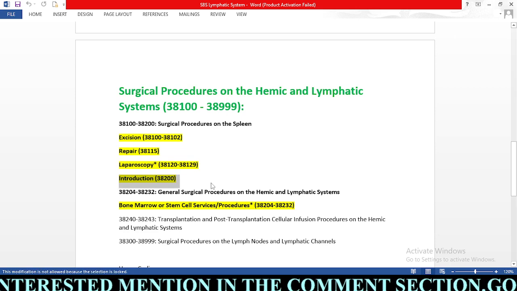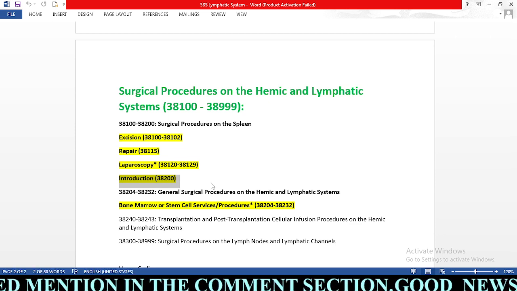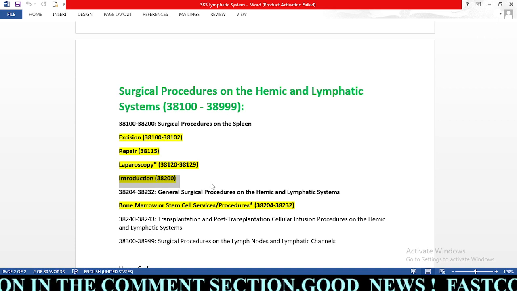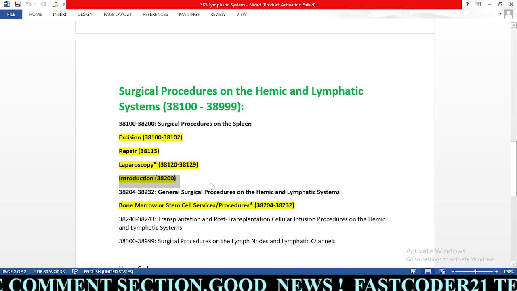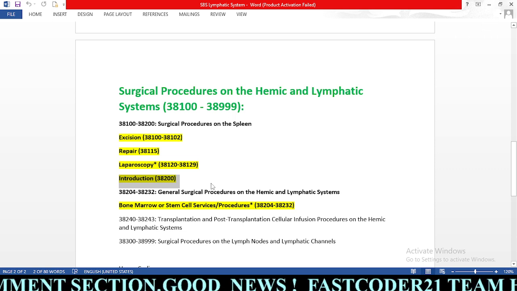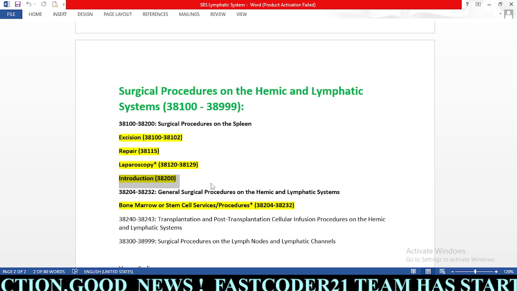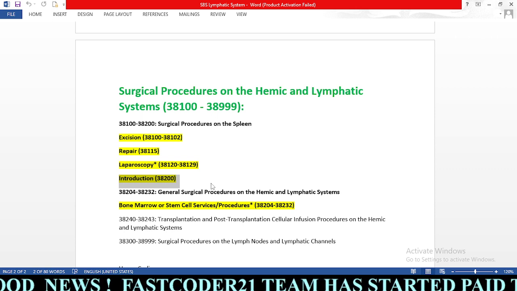Under the spleen heading we have one more section, introduction, which comes under 38200. Here the physician will inject for splenoportography. In order to take images of the spleen, the physician will use the injection procedure in 38200.